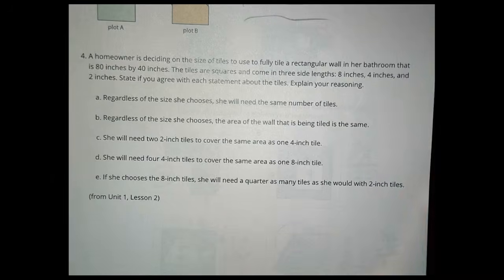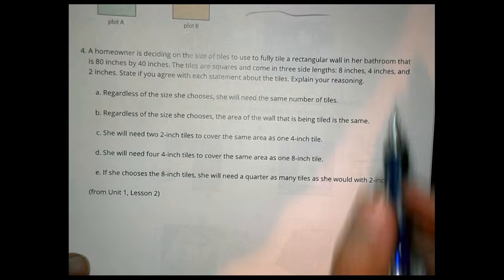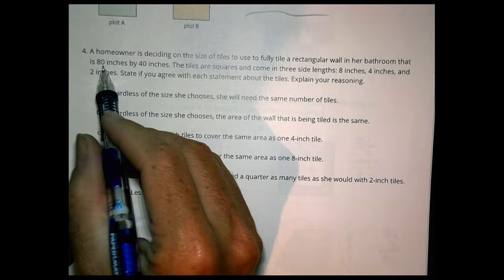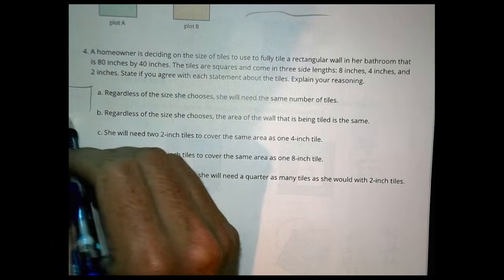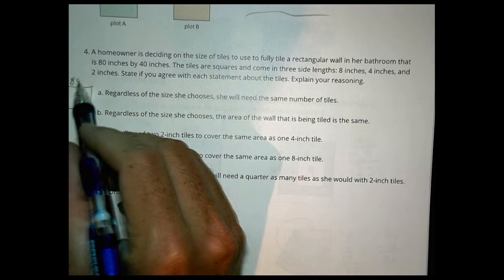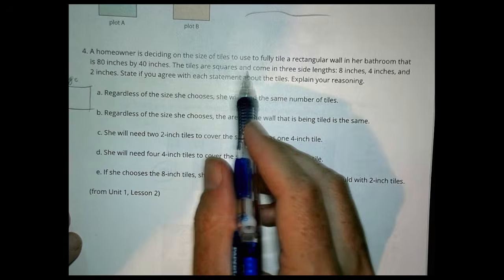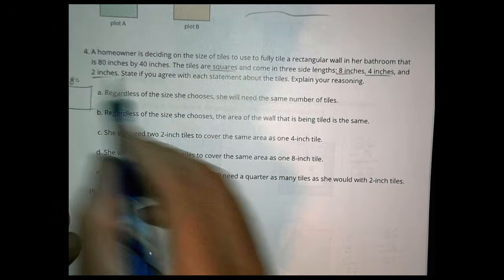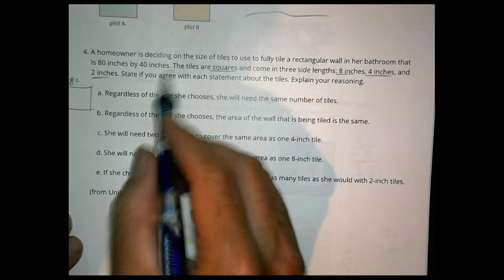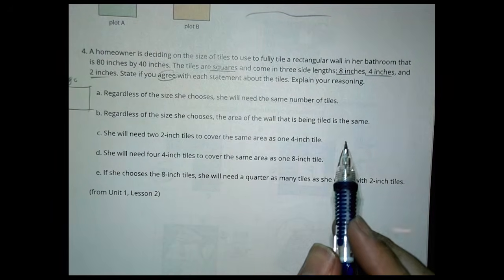Alright, and number 4. A homeowner is deciding on the size of tiles to use to fully tile a rectangular wall in her bathroom that is 80 inches by 40 inches. Alright, so she has a giant wall that's 80 by 40. The tiles are squares and come in 3 sides, 8 inches, 4 inches, 2 inches. State if you agree with each statement about the tiles and explain your reasoning. Okay.